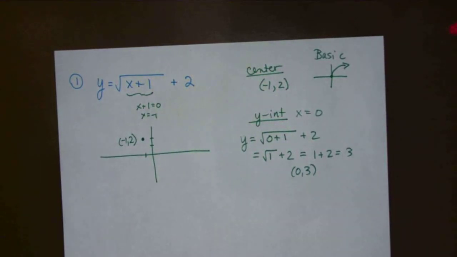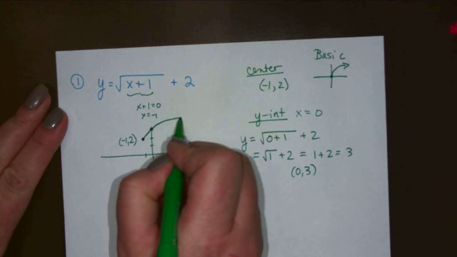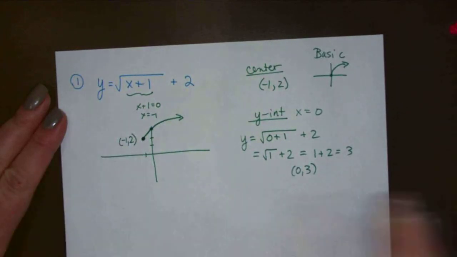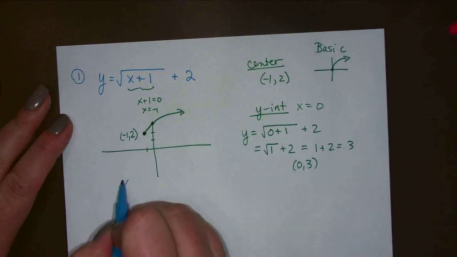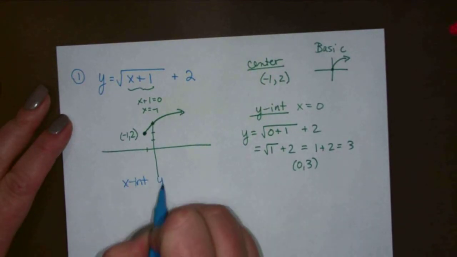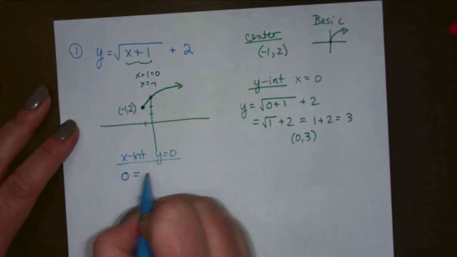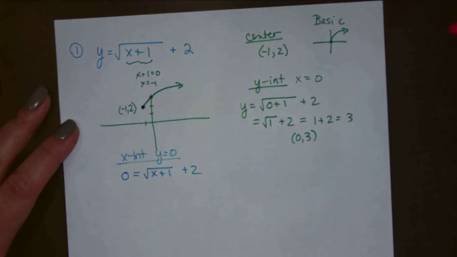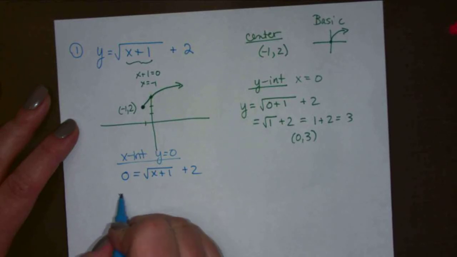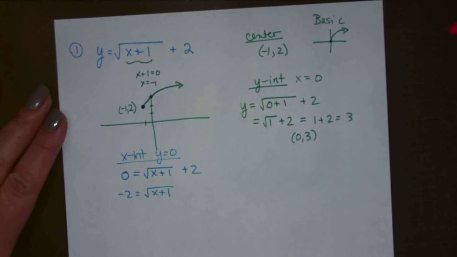So this is enough to draw the graph, because we know what the basic graph is, it's going to go through this point here, and it's a parabola. Don't draw it as a straight line. That's our center. It starts there and you're done. So what happens if we try to find the x-intercept? We know how to solve these. What do we do first? Move the 2 over.